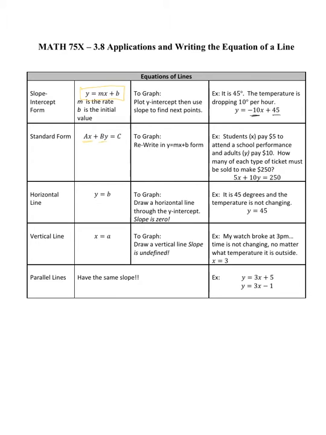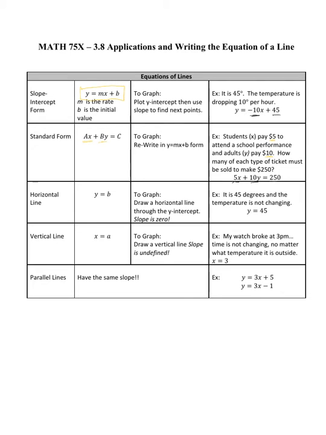All right, and then you can also have ones that are in what's called standard form, where you have the x's and the y's both on one side of the equation, and those show up when you have two rates. For example, students pay a certain amount to attend a performance and adults pay a different amount. There's a rate for students, a rate for adults. Let's say that you wanted to make $250 total. You could write $5 for every student, $10 for every adult. Altogether, we make $250.